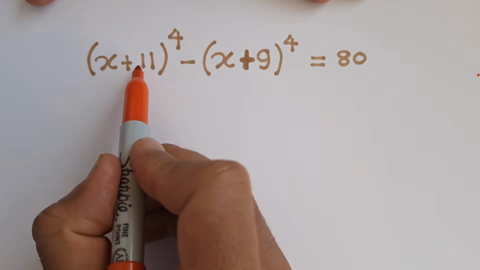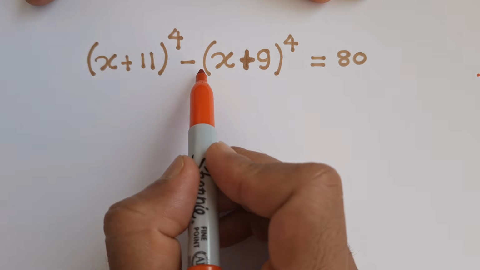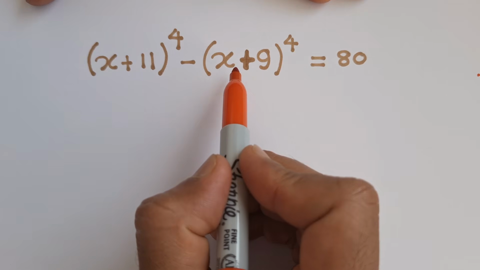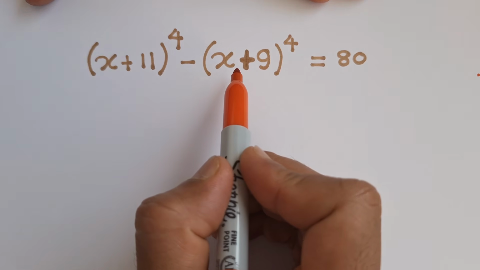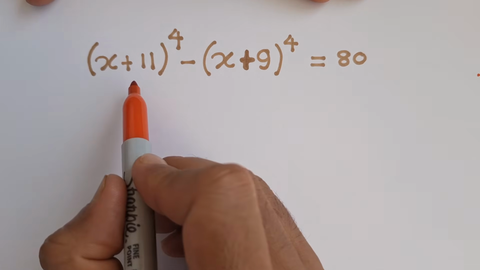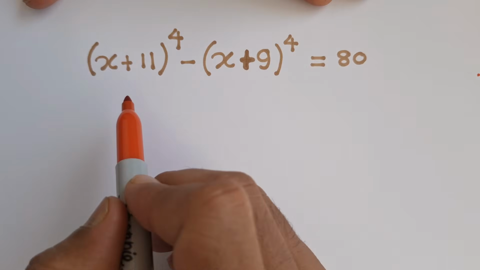We have a fourth degree polynomial equation, which is (x + 11)^4 minus (x + 9)^4 is equal to 80. We need to find the values for x which satisfy this equation.